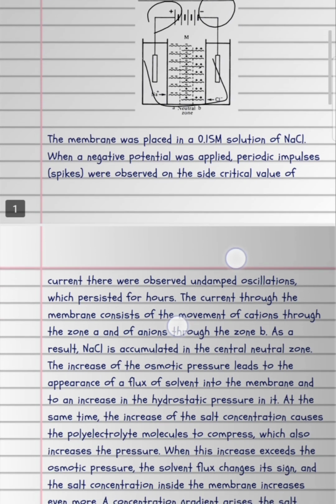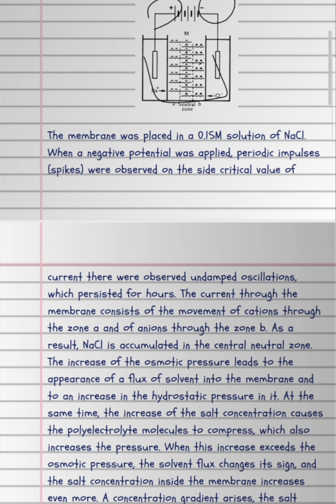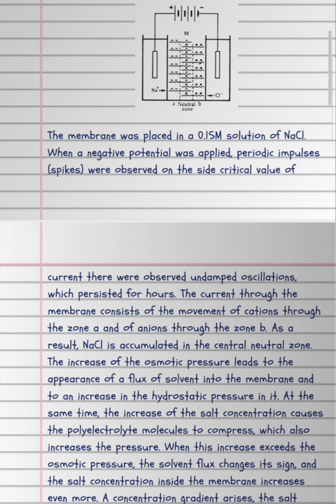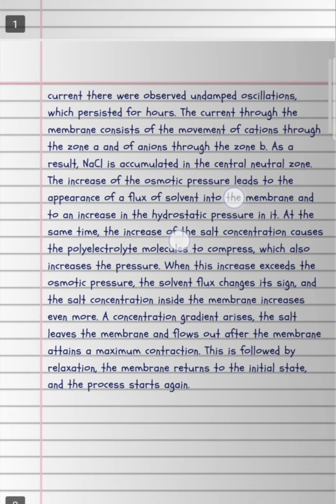The membrane was placed in a 0.15 M solution of NaCl. When a negative potential was applied, periodic impulse spikes were observed at a critical value of the current. Undamped oscillation was observed for hours.